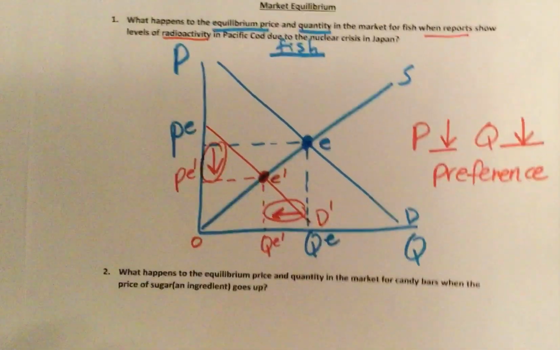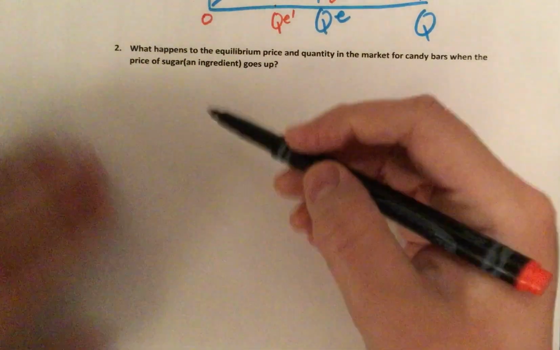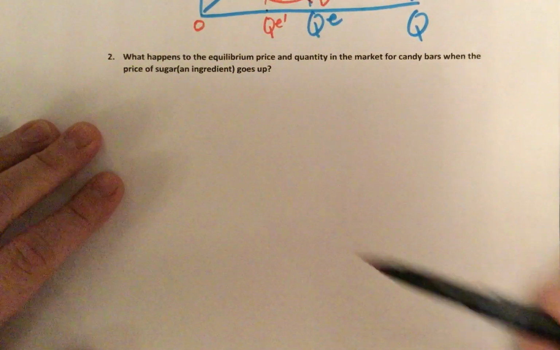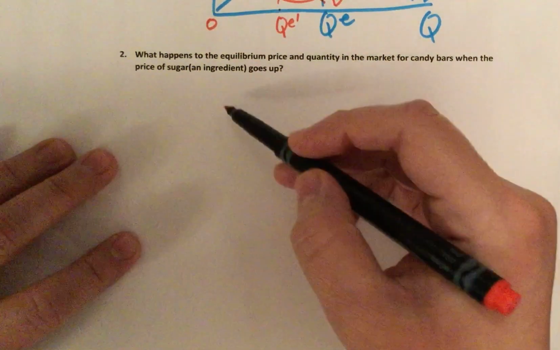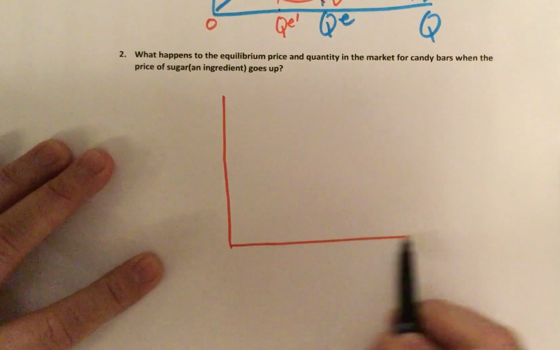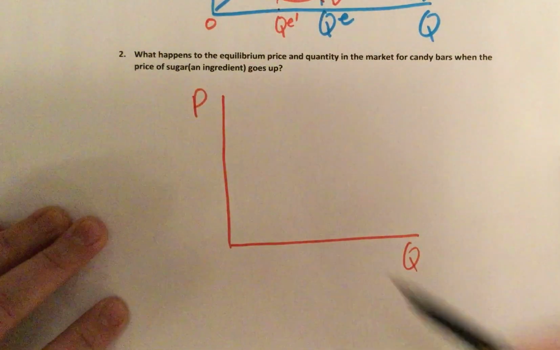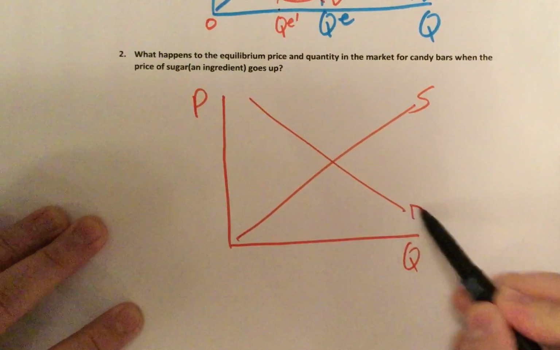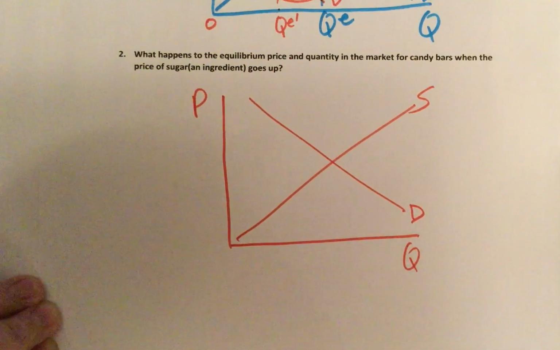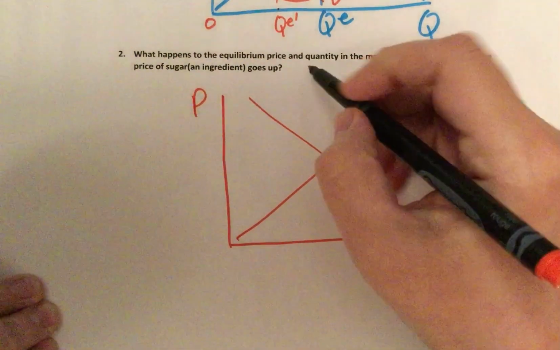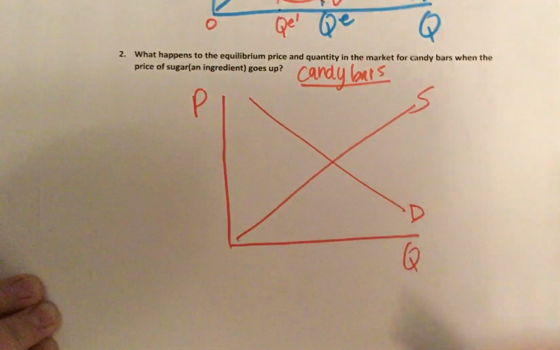Okay, one more example and then I'll let you guys start on your assignments. But the second example is what happens to the equilibrium price and quantity in the market for candy bars when the price of sugar, which is an ingredient in candy bars, goes up. So again, I'm going to start by labeling the X and the Y axis, price and quantity, your supply and your demand curve. You need to get in the habit of doing this for every single one before you make any changes. This is the market for candy bars.